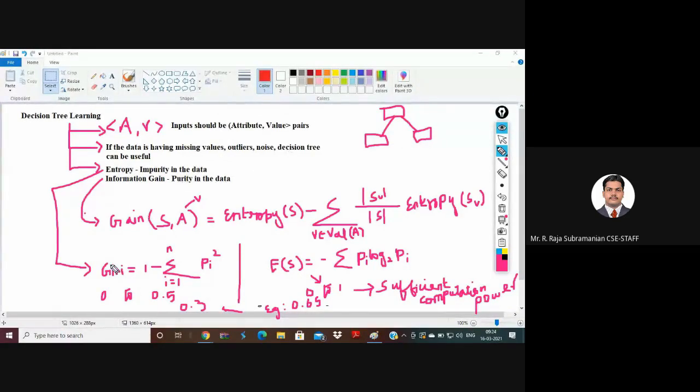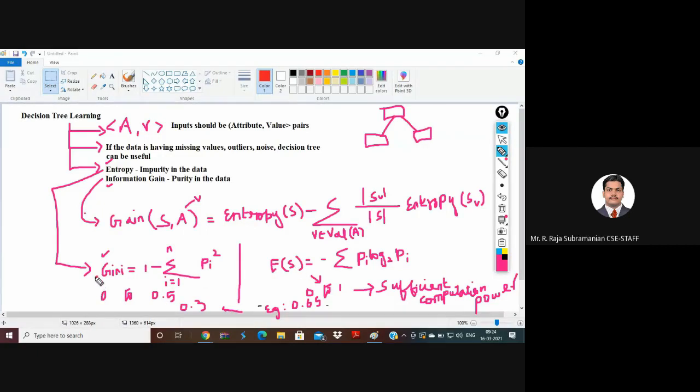As particular points of consideration, remember the formulas for entropy, information gain, and Gini, as well as the range for entropy as well as Gini. These things you should remember. And also remember what essentially the difference is between the Gini metric and the entropy metric.